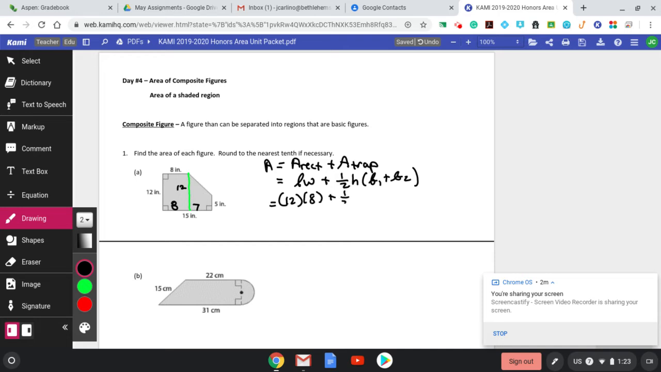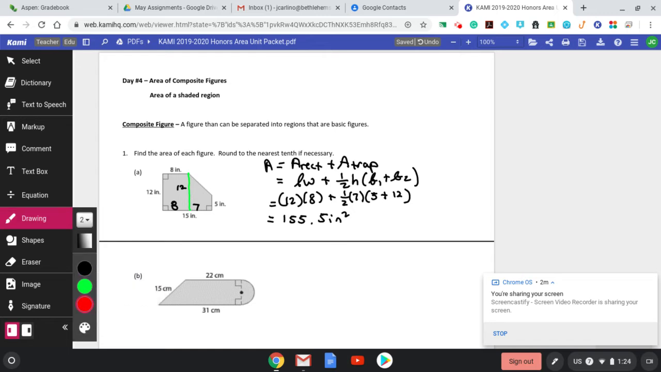plus 1/2. The height of that trapezoid, remember, is the perpendicular line from a vertex, which would be 7 in our case. And the two bases are parallel, which would be 5, which was given, and 12, which I found from the rectangle. So I broke this figure up into a trapezoid and a rectangle, and I ended up with, if I do the quick math, and it says round to the nearest tenth if necessary, 155.5 square inches.